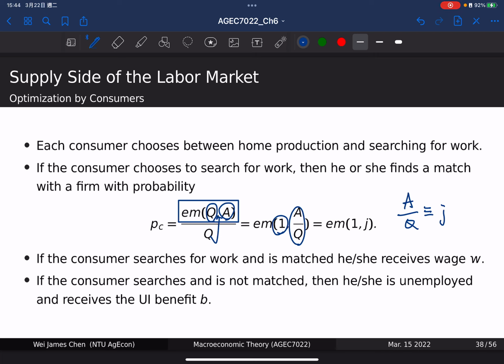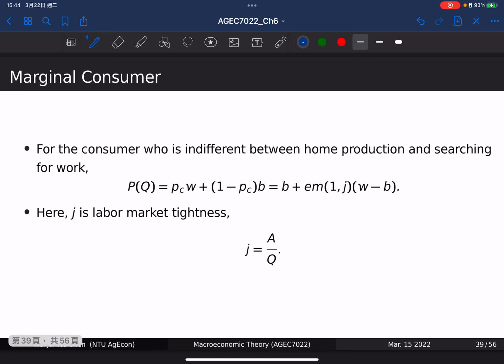So if the consumer searches for work and is matched, he or she will receive a wage W. We assume here wage W is a constant. Everybody gets the same wage. If he's not matched, then he will get the unemployment insurance B, as in the previous model. Then this should be a very simple optimization, right? There's PC chance that you'll find a job. If you find a job, you will get W. There's 1 minus PC, you will not find a job. Then you will get this unemployment benefit B. And you can rewrite this as B plus E M(1,J) times (W minus B).